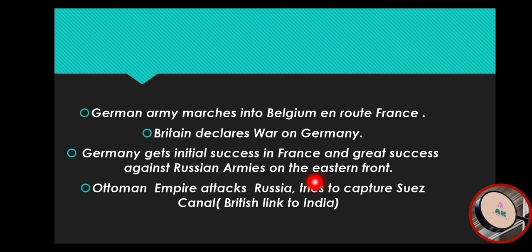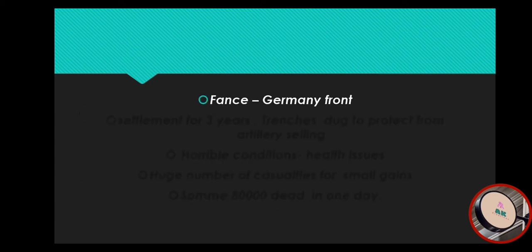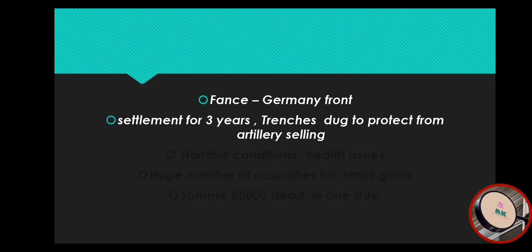Why? Because the Suez Canal was a route to go to India. For 3 years, neither Germany nor France was able to defeat the other. Then trenches came to the battlefield. So what happened on the France-Germany front? Trenches were started, and it was a settlement for 3 years.